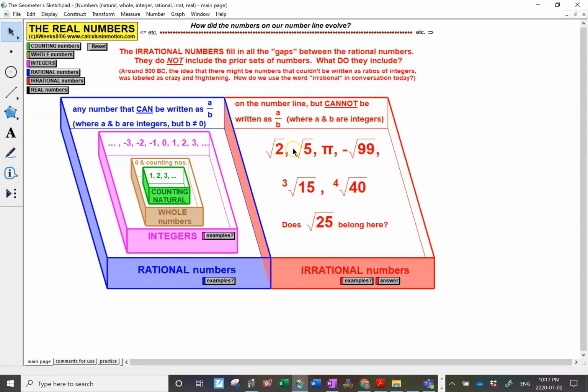Square root of 5 is the same. Pi is the same. A negative root of 99 is also the same. Cube root of 15 is also the same. Fourth root of 40 is also the same.